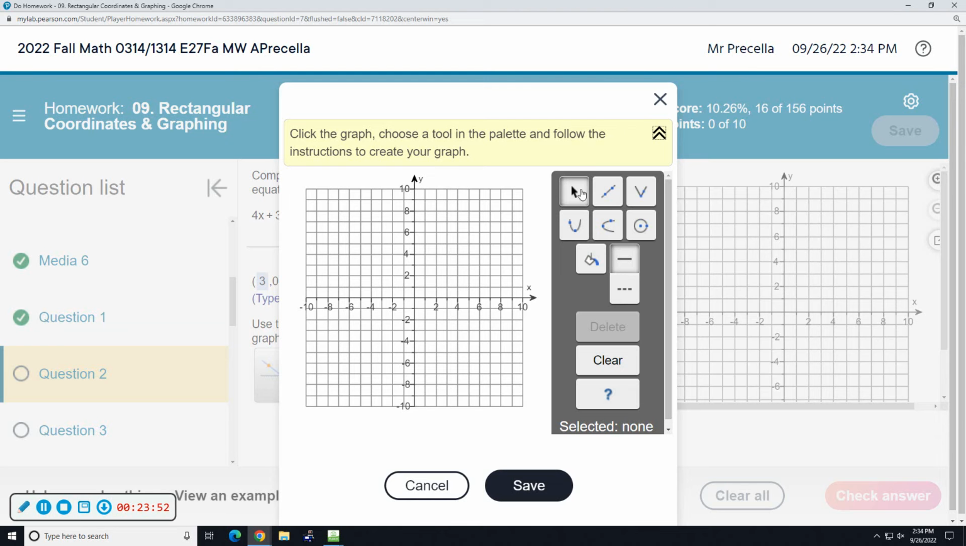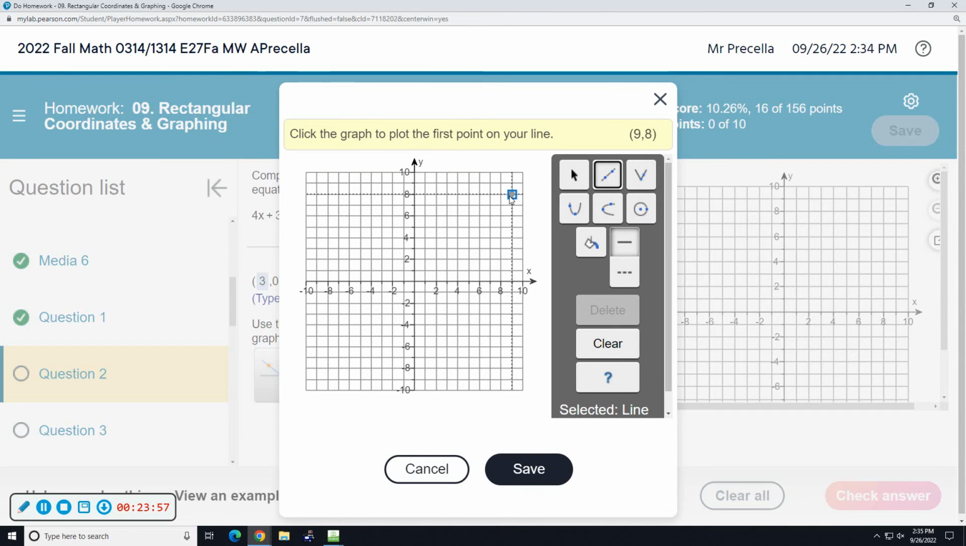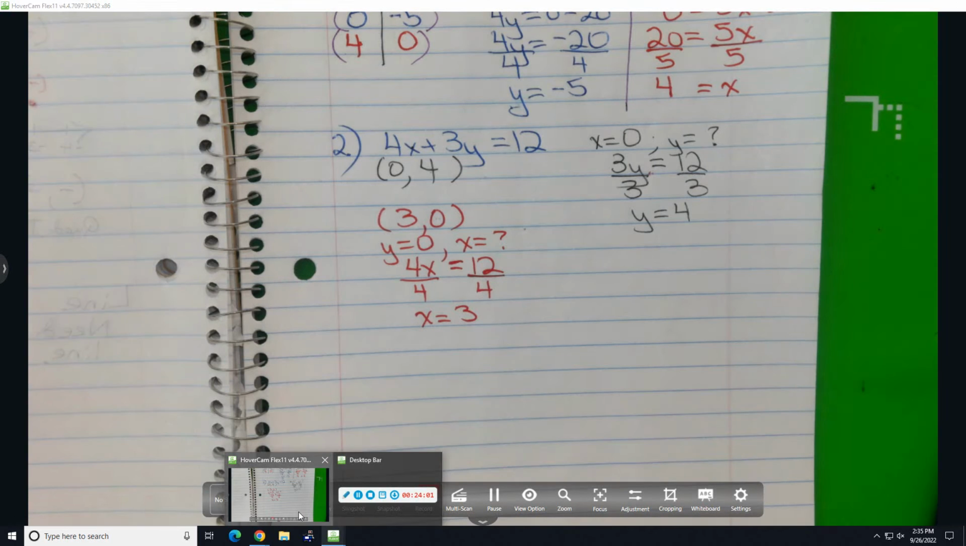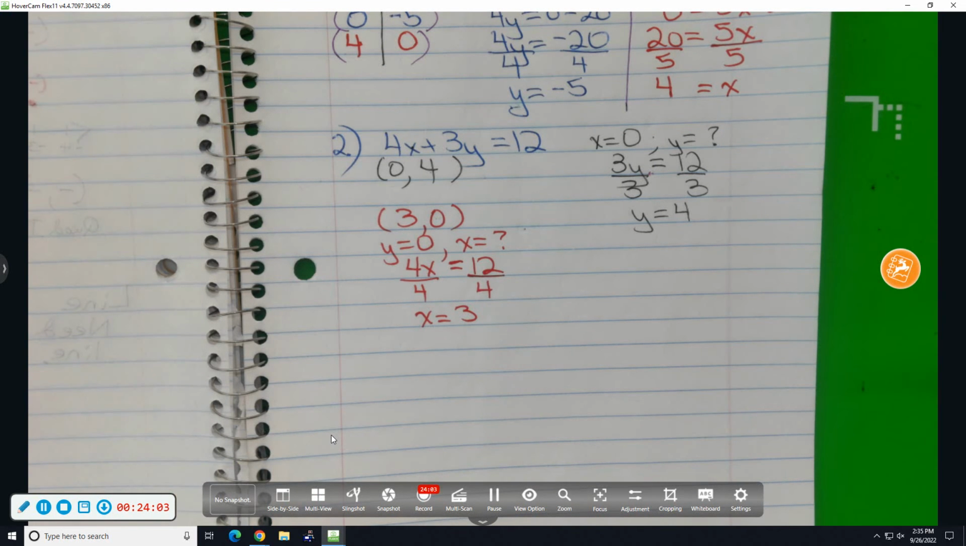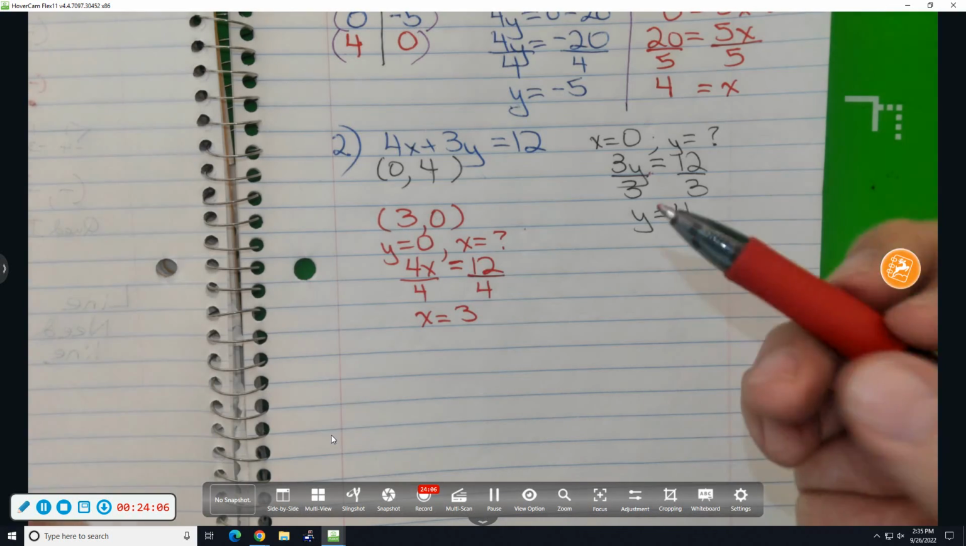Click the line, this thing here. Okay, there. And now we want the first point. Now realize the points themselves, there's no special way that you have to enter them in.